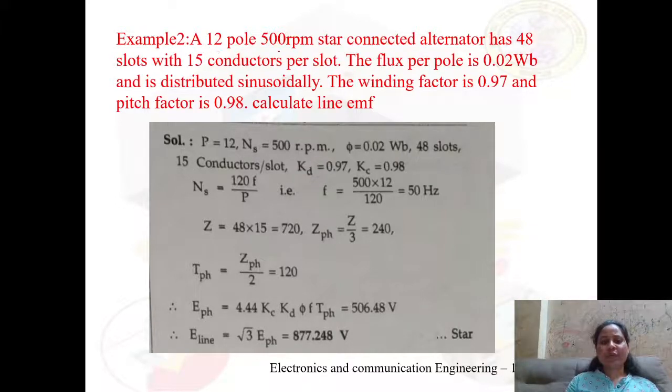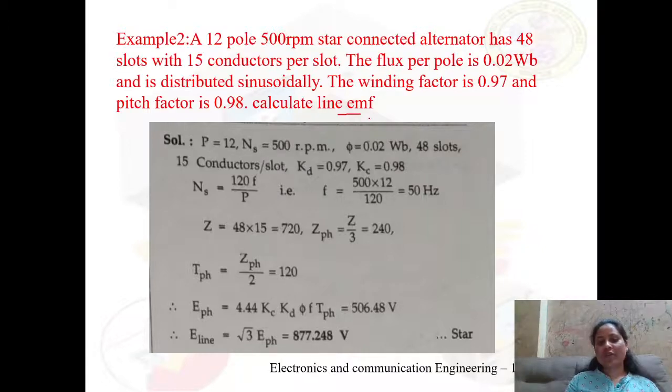Next, let us take another similar problem. A 12-pole 500 RPM star connected alternator has 48 slots with 15 conductors per slot. The flux per pole is 0.02 Weber and it is distributed sinusoidally. The winding factor is 0.97 and pitch factor is 0.98. Calculate the line EMF. Line EMF is again line voltage, EL, we have to calculate.